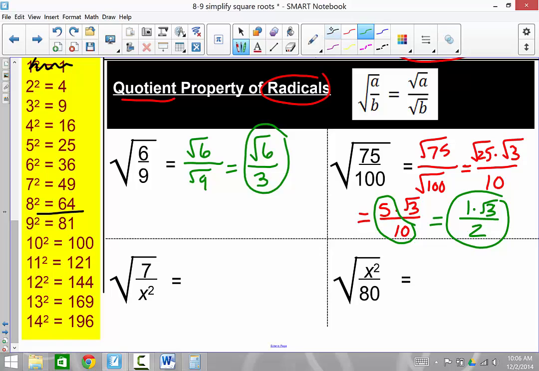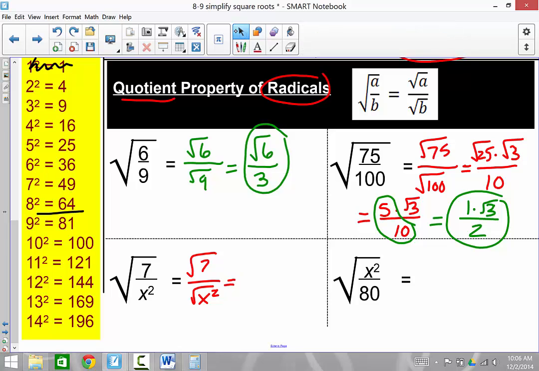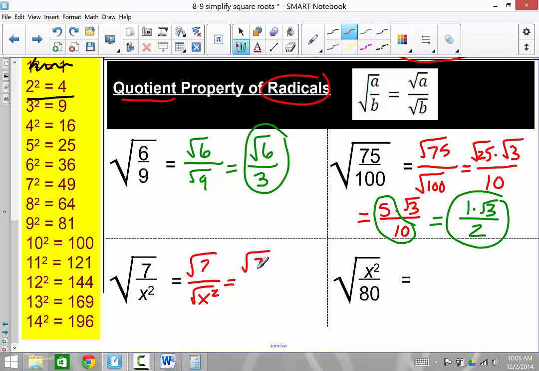Next one. Let's go ahead and split it up here. Okay? Top separate from the bottom. Let's do the top here. Square root of 7. Can the square root of 7 be broken up by any of these numbers in here? Well, the only option that we have is 4. I know 4 doesn't go into 7. So if there's no number from this perfect square list, I know the square root of 7 can't be simplified anymore. It is what it is. Square root of 7 stays on the top.